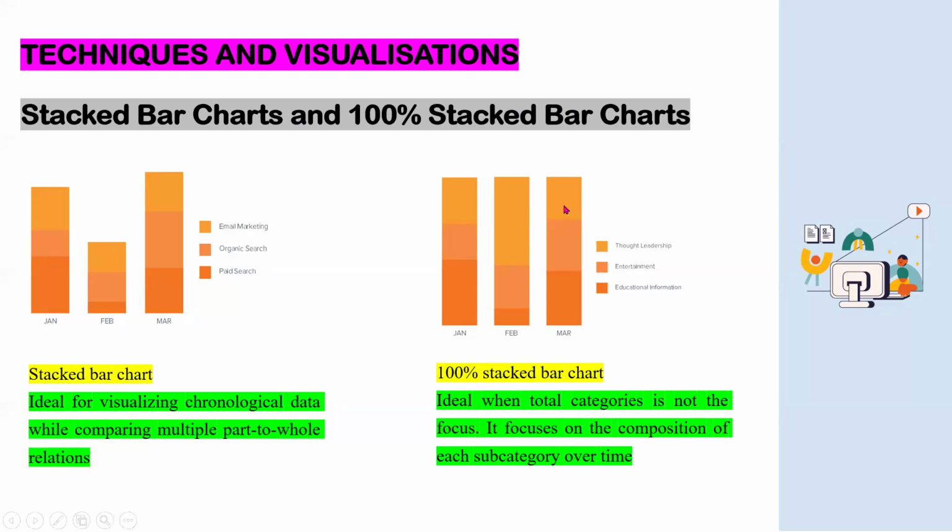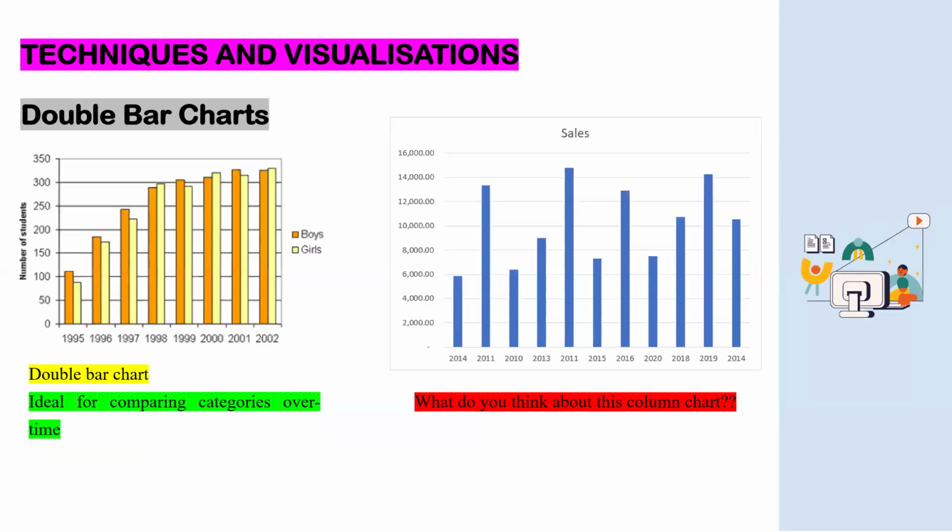If you look at this, of course, the choice of colors here is some way, but this one here is educational information, this is entertainment, and that is leadership. All right. Going forward, I will ask you some questions, then we look at that. Then we also have the double bar chart.